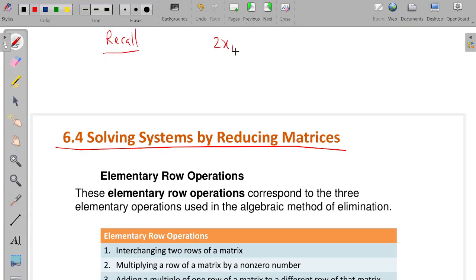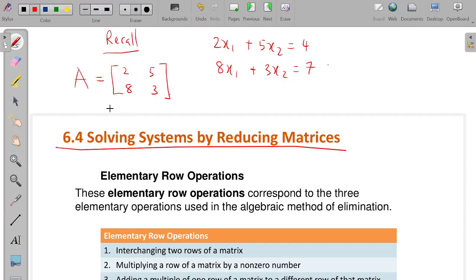If we have 2x1 plus 5x2 equals 4, and 8x1 plus 3x2 equals 7, the coefficient matrix is 2, 5, 8, 3. That is the coefficient matrix.